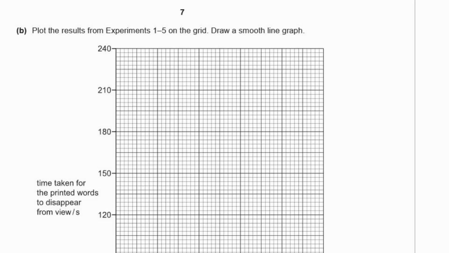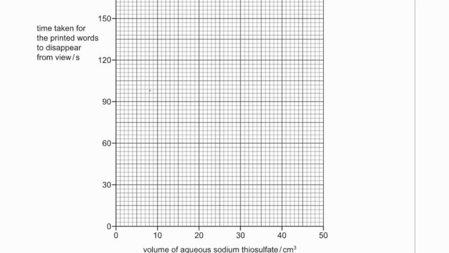Okay, B, plot the results from experiments 1 to 5 on the grid. Draw a smooth line graph. Okay, sadly it doesn't all fit on the screen, so I'll have to do it in a couple sections. So if we look at this, the y-axis is the time taken for the words to disappear, and the x-axis is the volume of aqueous sodium thiosulfate used. So looking at the y-axis, each large square is 30 seconds. So the half square, that's 15 seconds. And there's 5 small squares in between there. So that is 3 seconds per square. Okay, so each square goes up by 3 seconds. And if we look at this, each small square is 1 centimeter cubed. Okay, that's on the x-axis.